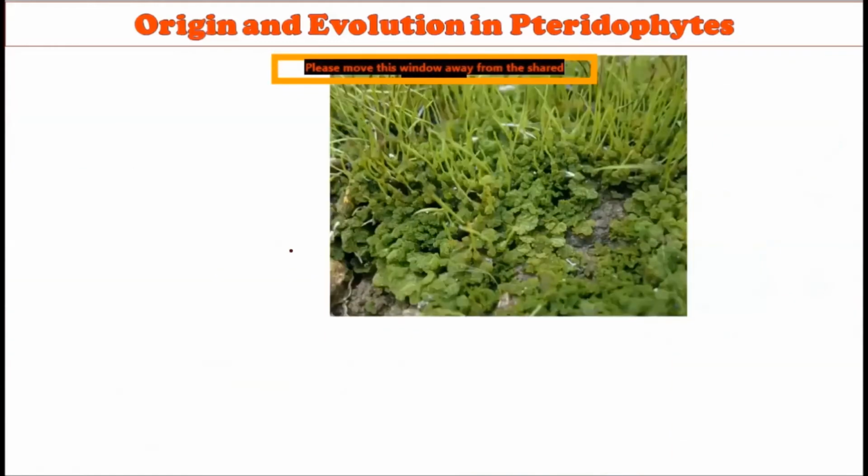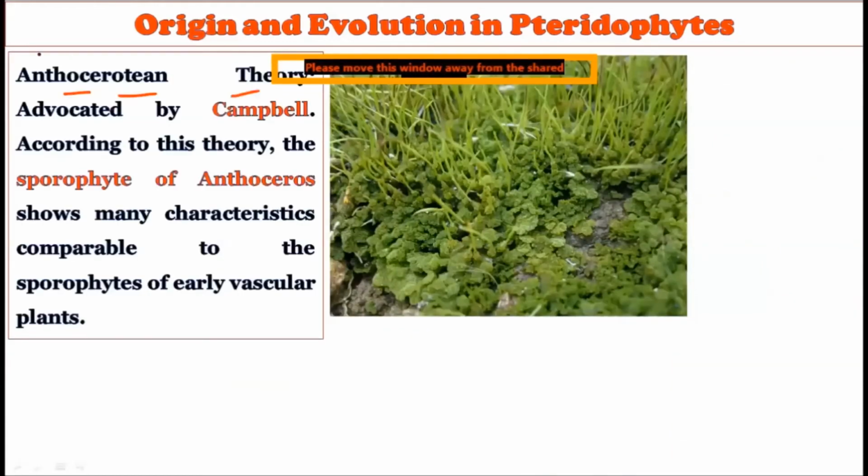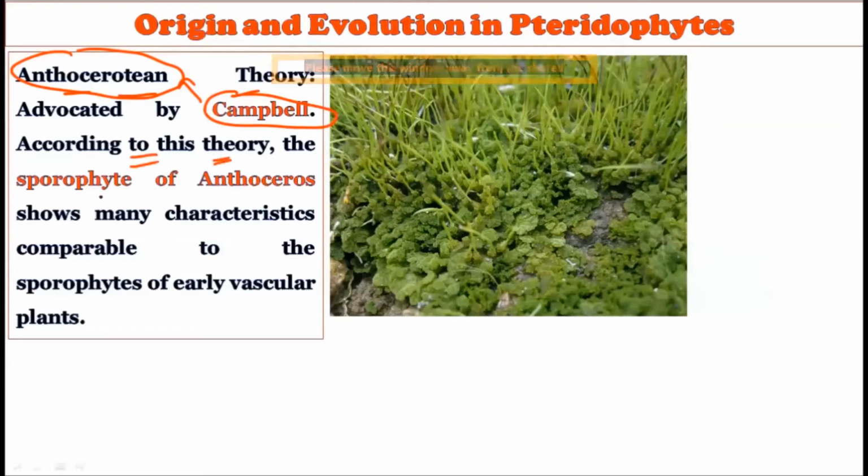Now consider the Anthocerotean theory. This is an important theory while we are describing the bryophytic origin of the pteridophytes. This was advocated by Campbell. According to him, the sporophyte of Anthoceros shows many characteristics comparable with that of the sporophytes of early vascular plants. For example, if you consider an early vascular plant like Rhynia and its sporophytic plant body, as you already know, the sporophytic plant body of Rhynia is like that. We have seen it in the last picture as well.